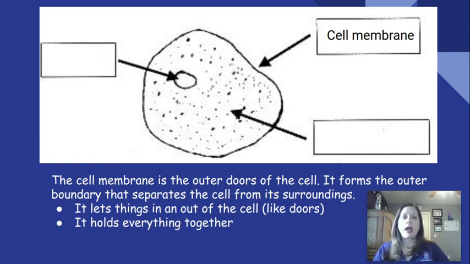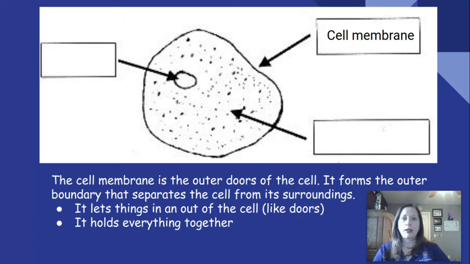So our outer edge here, this is called the cell membrane, and it's kind of like the door of your cell. So you have a door on your house, and you can let the people you want in, and you can keep the people you don't want out, right? And right now we're keeping everybody out because we are social distancing and we are being safe. But this cell works the same way. It has a door, okay?